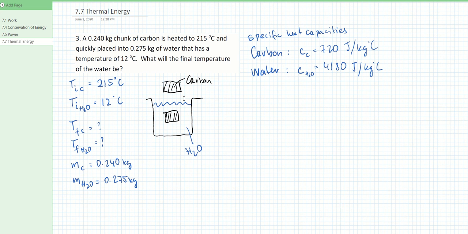So initially, of course, the carbon is at much higher temperature compared to the water. Once you dunk it into the water and you leave it sitting there, we know that the gradient is always going to go from high to low. So the carbon is going to give up some of that heat to the water, which means that the temperature eventually will equalize, will become the same for both of them. So even though we don't know the final temperature, we know that it will be the same for both of them because once you leave it, the system will reach an equilibrium. So eventually this will be the same.